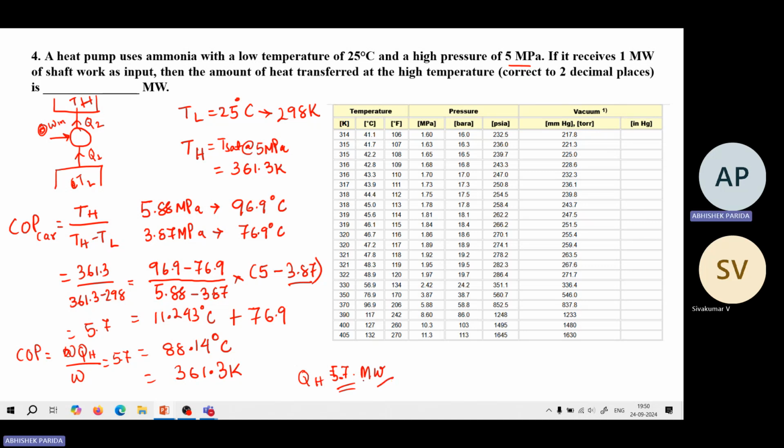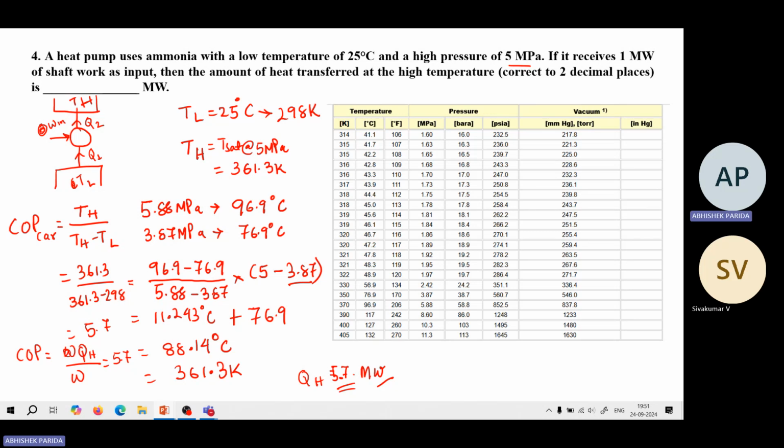I think you also got this answer, right? Yes, sir. 5.62. I got it because by the time of interpolation, I obtained around 88.85 degrees Celsius. Now there is a small change. Now almost the answer is same, sir. Thank you, sir.